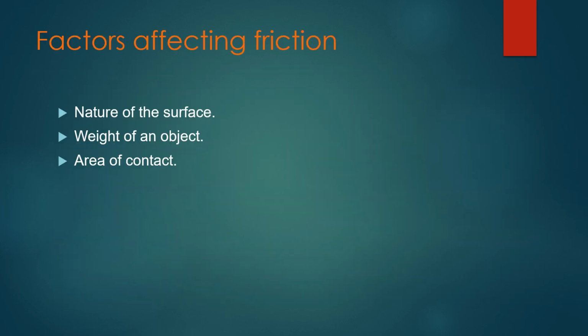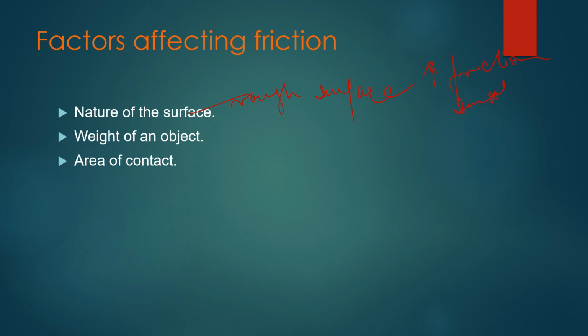So what are the factors affecting friction? First is the nature of the surface. How does the nature of the surface affect it? If there is a rough surface, the irregularities are more than on a smooth surface. This suggests that a rough surface will show greater resistance, and the friction will be greater. So on a rough surface, the friction will be more than on a smooth surface.